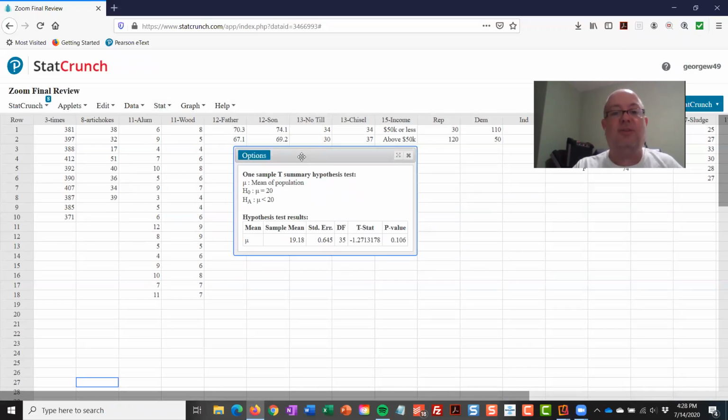Our test statistic is -1.27, meaning our results are a little more than 1.25 standard deviations lower than we expected. Now, we know from our past experience that's not that unusual. The p-value is 0.106. So let me write that down, and we'll cut back to that screen.